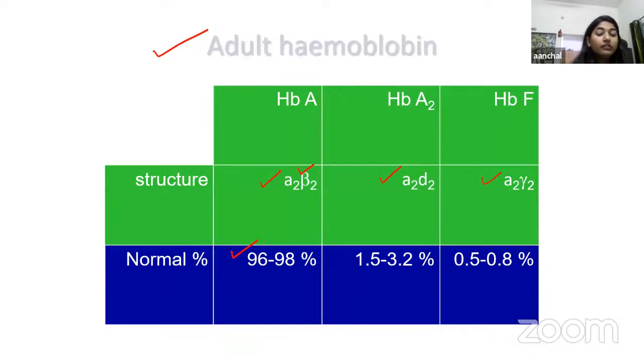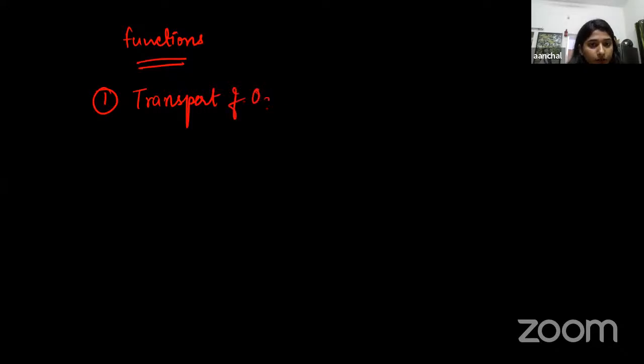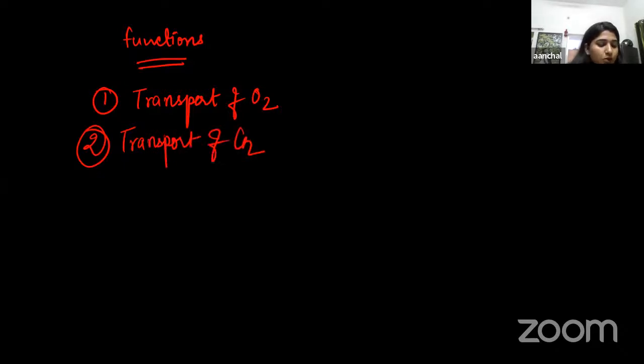Now we're going to learn the different functions of hemoglobin. Why is hemoglobin considered a very important pigment present in blood, right? Talking about the functions, the first function is that it facilitates the transport of oxygen from lungs to the tissues, right? Next we have the transport of CO2. We know that it also facilitates the transport of carbon dioxide from tissues to the lungs. So both these functions are very, very important.